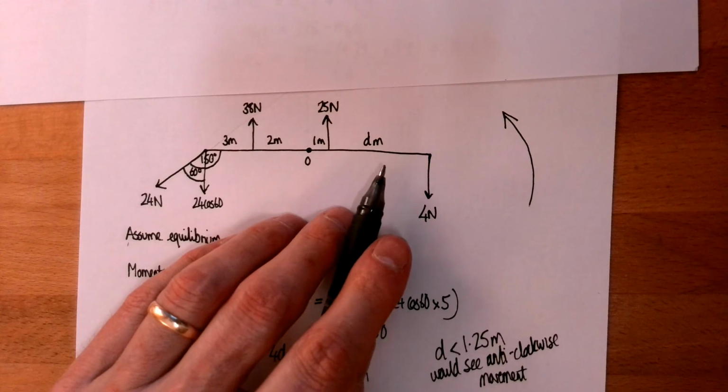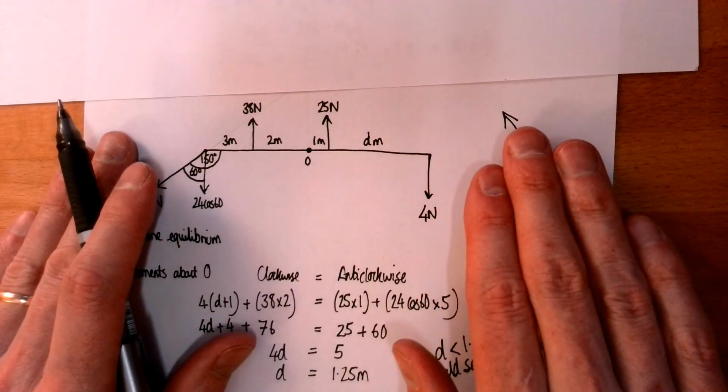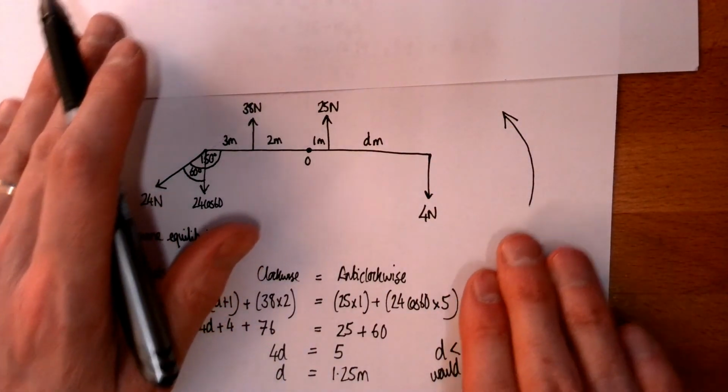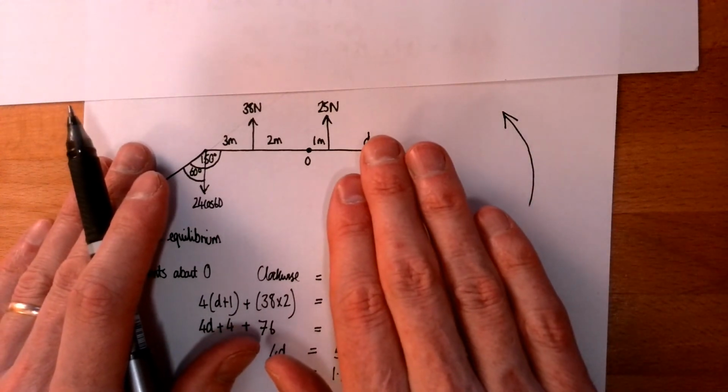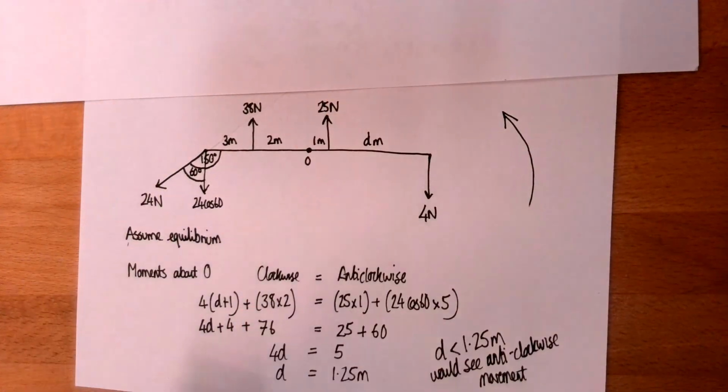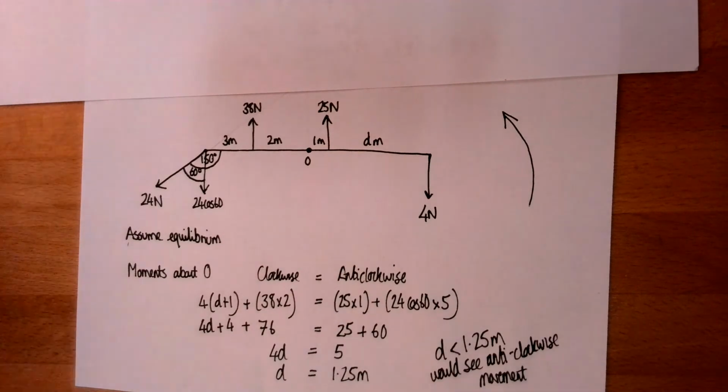So at 1.25, it's in equilibrium. Longer than 1.25, it would rotate clockwise. Shorter than 1.25, it would rotate anti-clockwise, and that's what they wanted us to work out.